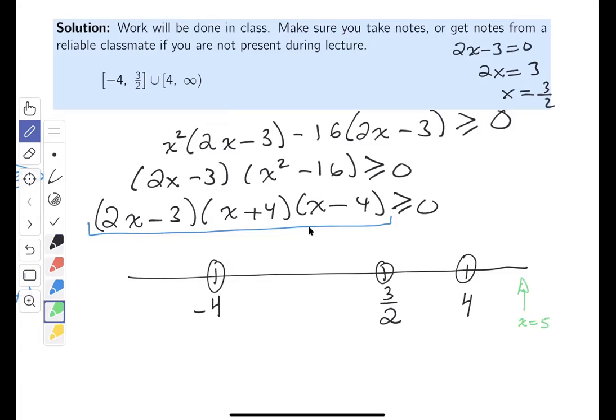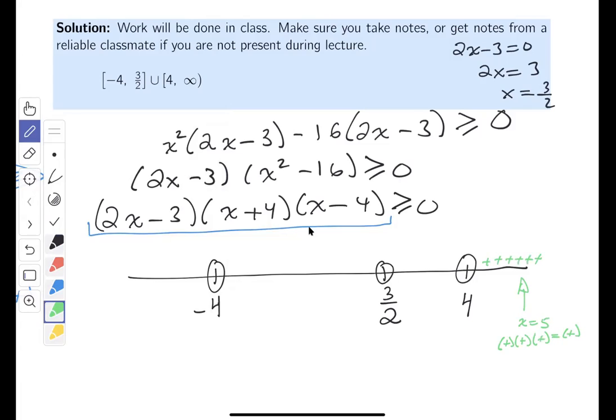If you plug 5 in, you might be able to do it in your head. What are you going to get? The first factor becomes a positive number. The second factor becomes a positive number. And the third factor is a positive number. I hope you realize overall you'd get nothing but positive numbers. So I'm going to put that down. The result's going to be positive forever.